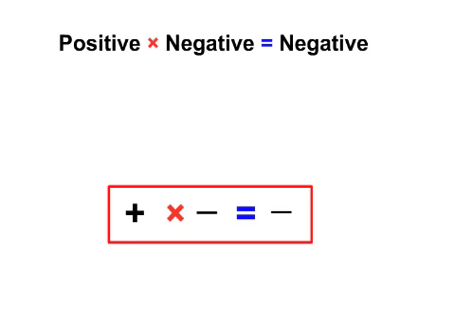Finally, positive times a negative is a negative. Plus times a minus is a minus. The signs are different, therefore the answer is always negative. Example, plus 12 times minus 7, the signs are different, so the answer is negative. 12 sevens are 84, so the answer is negative 84.